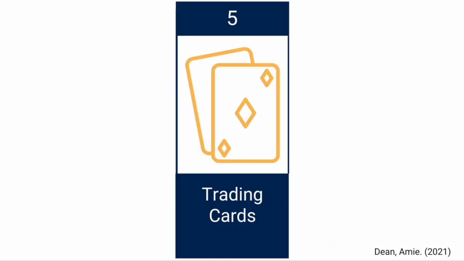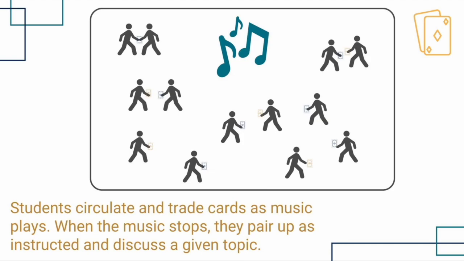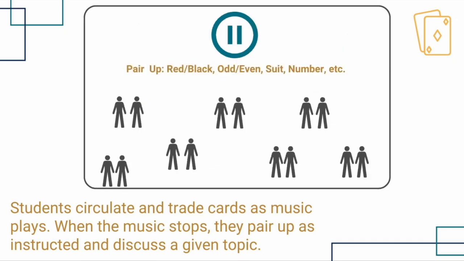Our last strategy is trading cards. With this strategy, each student in the class is given a playing card from a regular deck of cards and instructed to move about the classroom, trading their card with anyone they pass until the music stops. Once the music stops, you give instructions for how you want students to pair up using the last card that was handed to them. So students might have to find another student with a red or a black card to match the one they have.